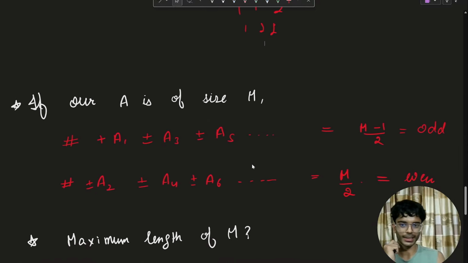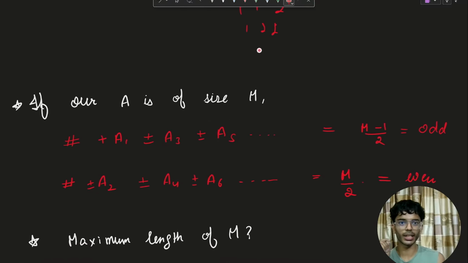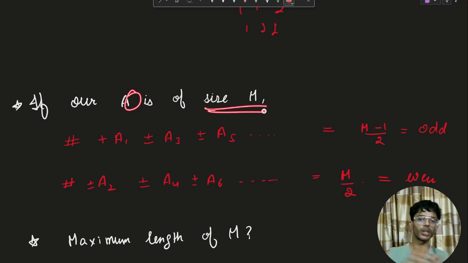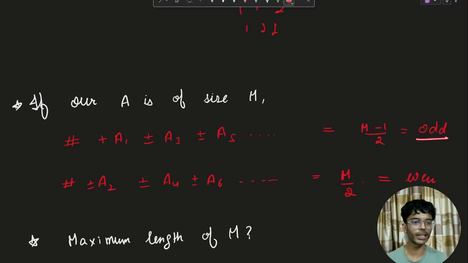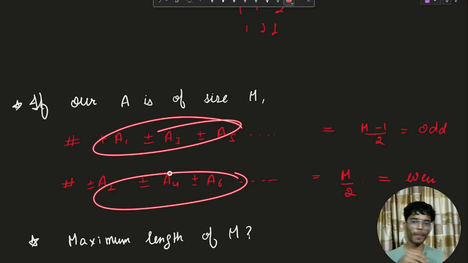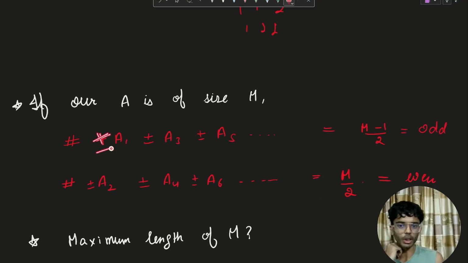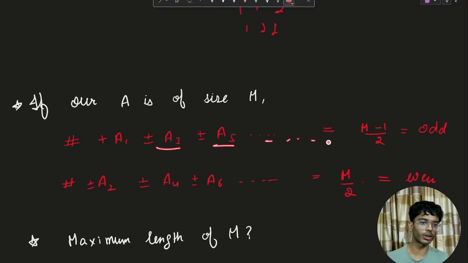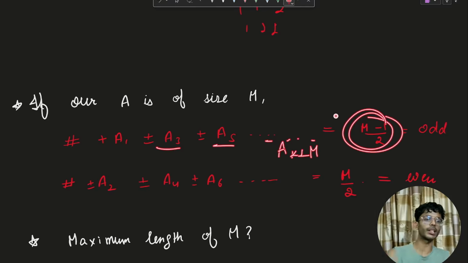Now let's see, if our initial array A is of size m, what would be the number of odd elements and even elements? That is the possible values of x coordinates and the possible values of y coordinates that we can get. What would be the number of elements in each? Here notice that this is just plus and not plus minus, so we'll discard this element completely because it's not going to add anything to our answer. The number of elements A3, A5, A7, dot dot dot with index less than or equal to some k less than m is going to be equal to m minus 1 by 2.